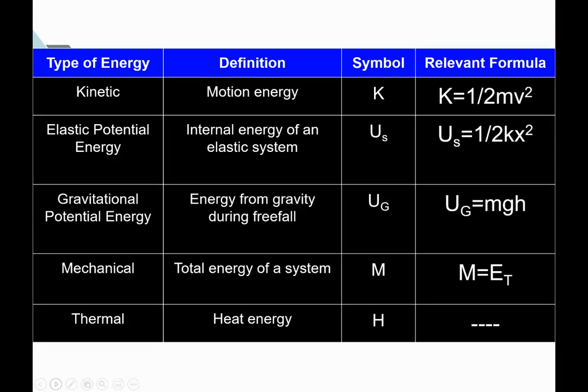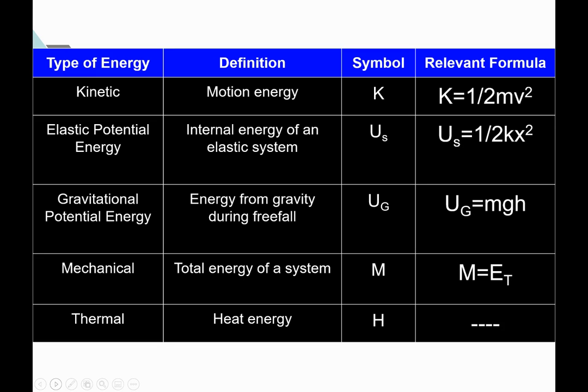So when we look at the different types of energy, and this is going to basically sum up everything that we're going to look at, we can look at kinetic energy, which is the energy of motion. Kinetic energy, the symbol is K or KE, and the equation for kinetic energy is 1/2 mv squared.